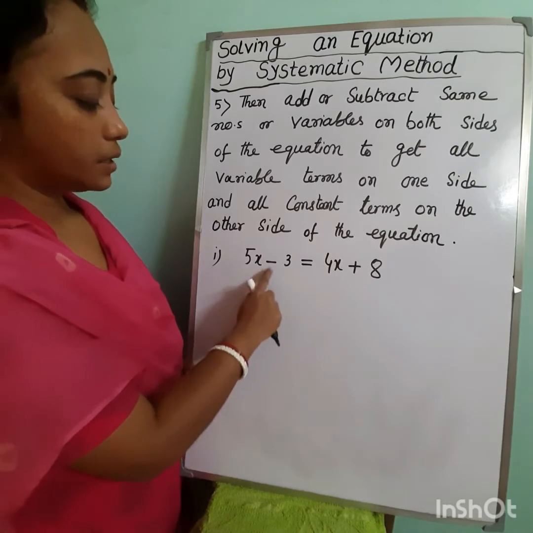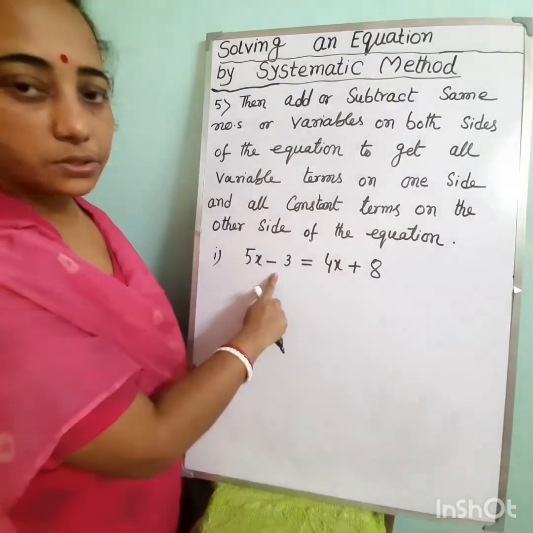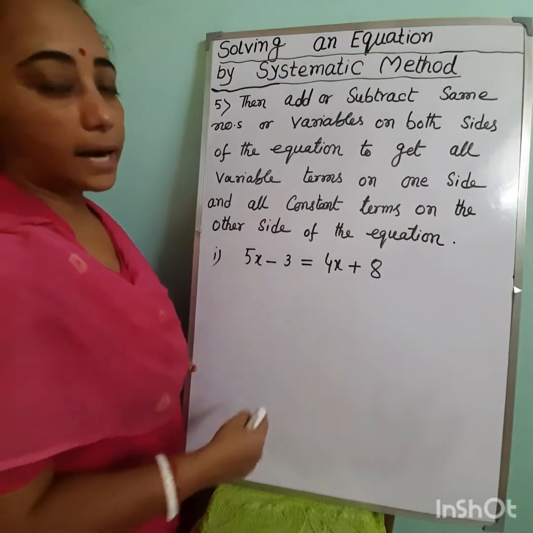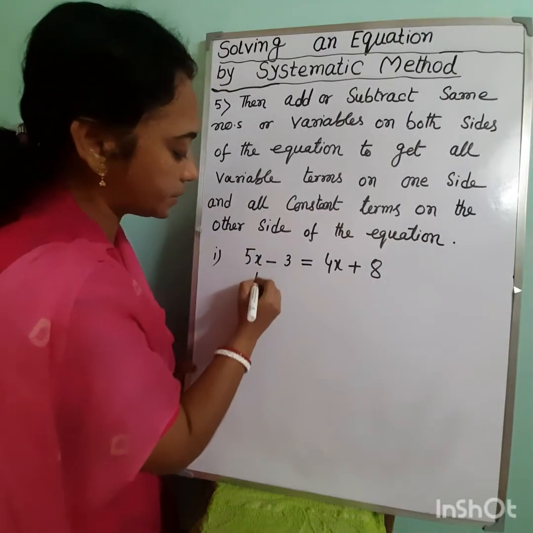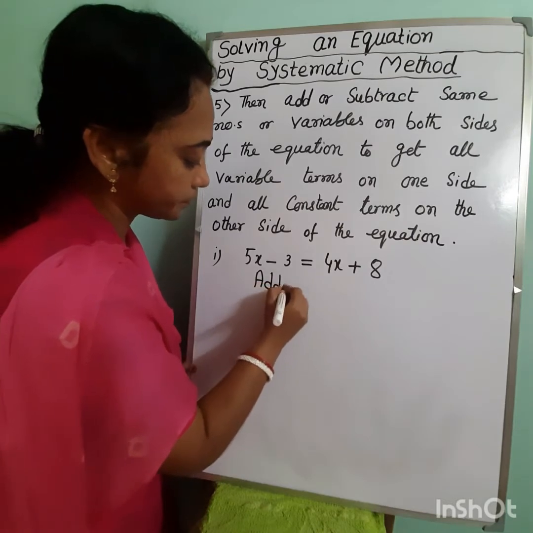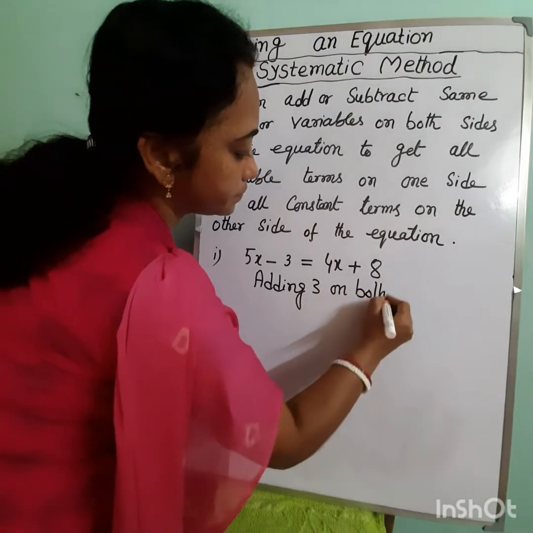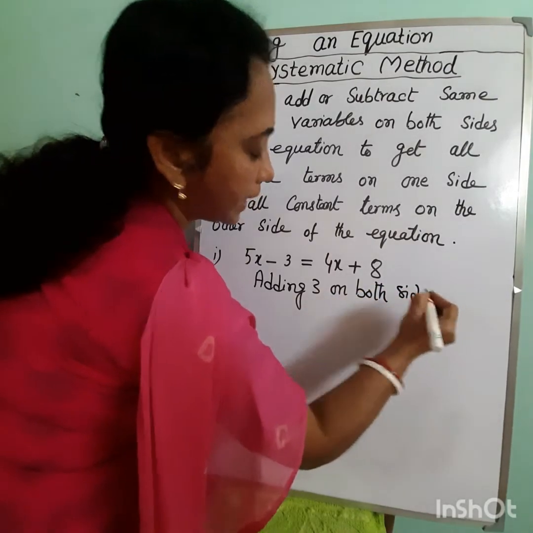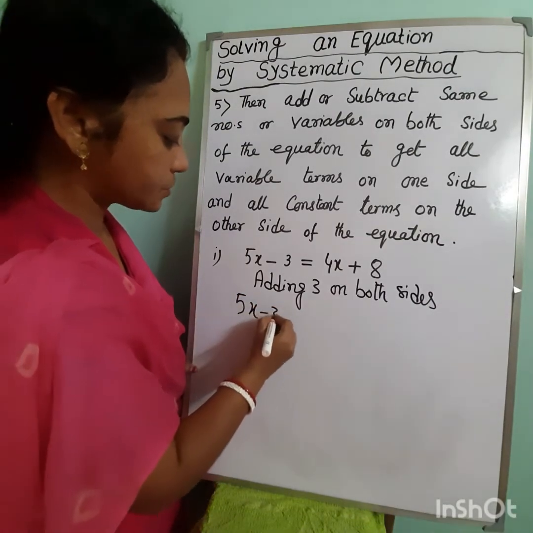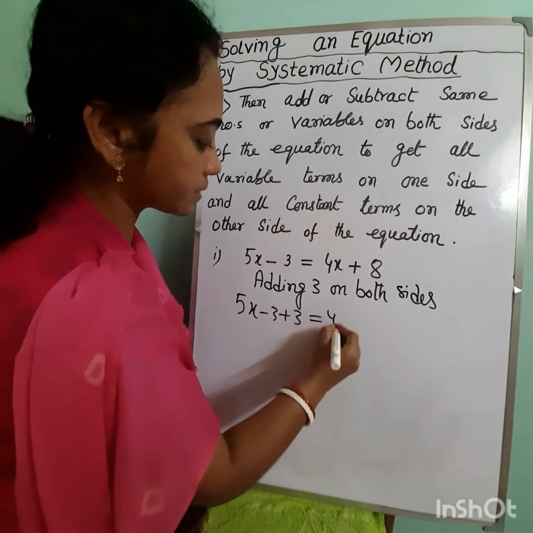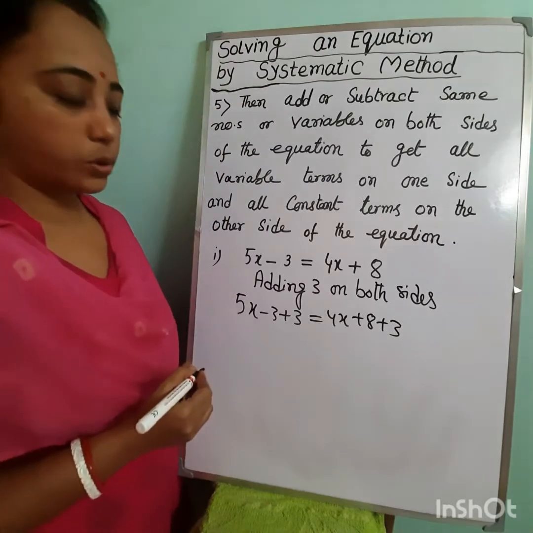So for that, here minus 3 is present. So if we add plus 3 on both sides, then minus 3 plus 3 will cancel out. So for that, we can easily get the variables on the left hand side. So adding plus 3 on both sides means adding 3 on both sides. Adding 3 on both sides of the equation, we get 5x minus 3 plus 3 is equal to 4x plus 8 plus 3. We are adding 3 on both sides of the equation.